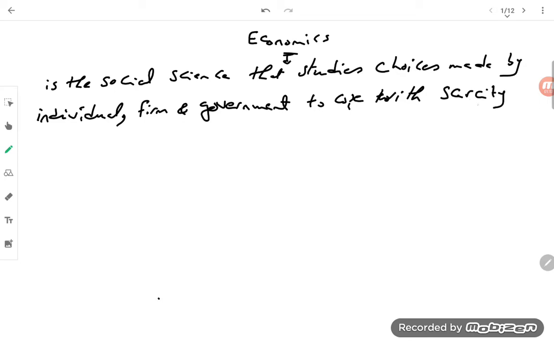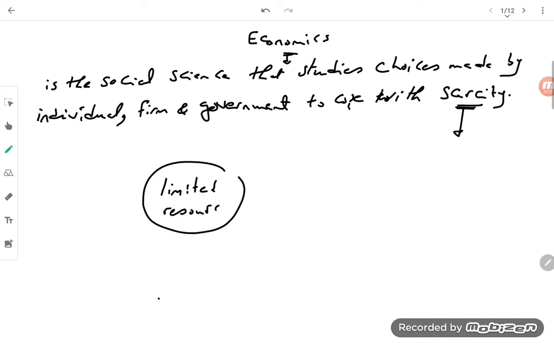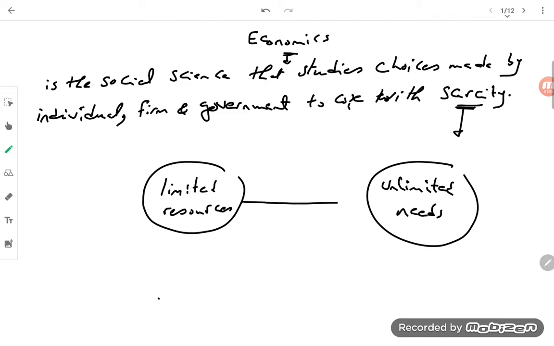So what's meant by scarcity? Scarcity means that we have limited resources and unlimited needs. So we would like to use the limited resources to satisfy the unlimited needs. So this is scarcity. So scarcity means that we have limited resources compared to our unlimited needs.